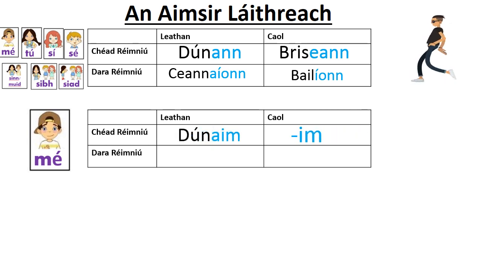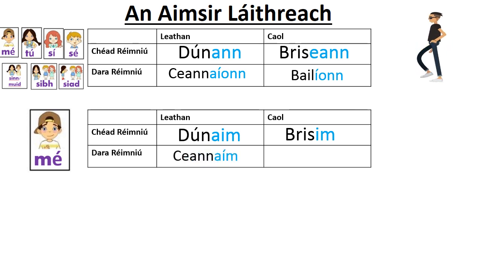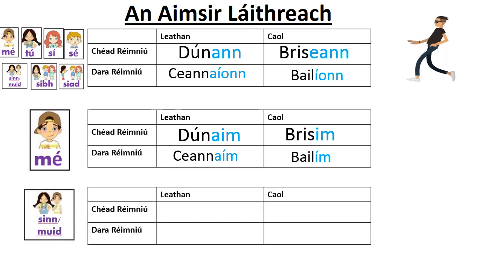Dúnam. With the A gone, brisham. Iam. Cianiam. Valium. And as we know, there's always a separate ending for shin and widge for we. Like I said at the start, you can actually use that first ending and just write shin with it. So you could say dúnan shin or brishin widge, but this is really a better way to do it.